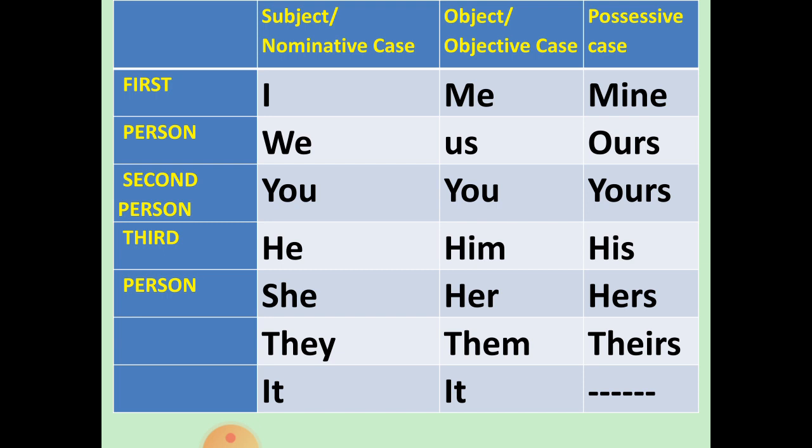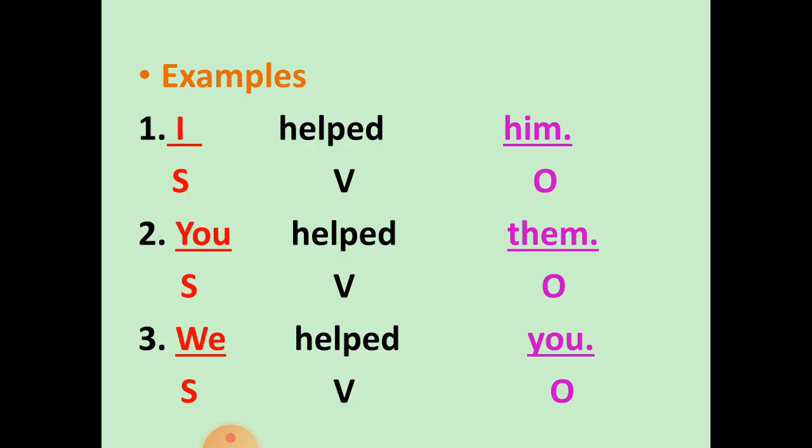So I and we are included in first person, you is second person, and he, she, they, it are third person, right? Now let's understand with the help of some examples. So first is "I helped him." Here I is the subject, so it is nominative case. In "helped him," him is the object, so it is objective case.